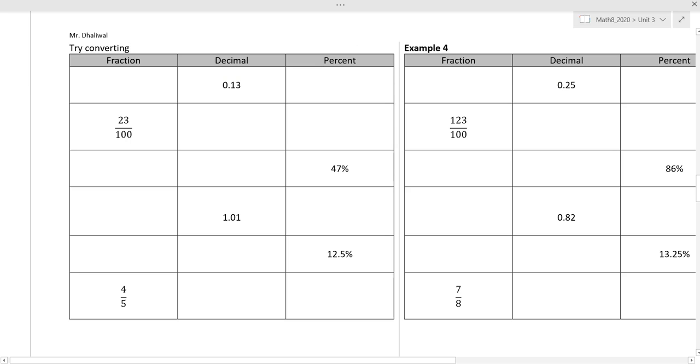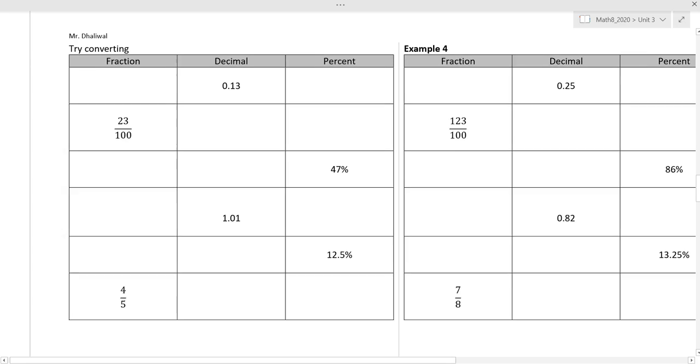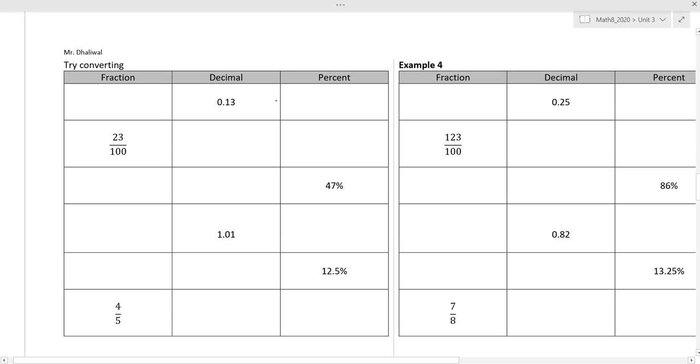We're going to do this one together. Here we're filling in the blanks. If you want to turn 0.13 into a percentage, what would that be? We times by 100, right? 13%. And what's that as a fraction? 13 over 100, right?